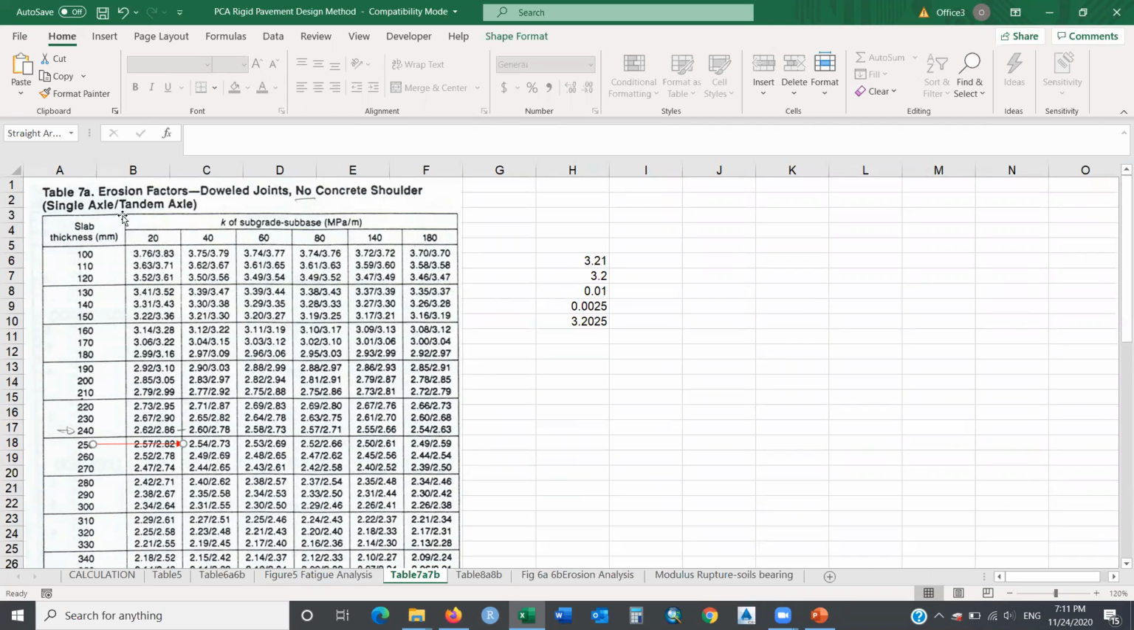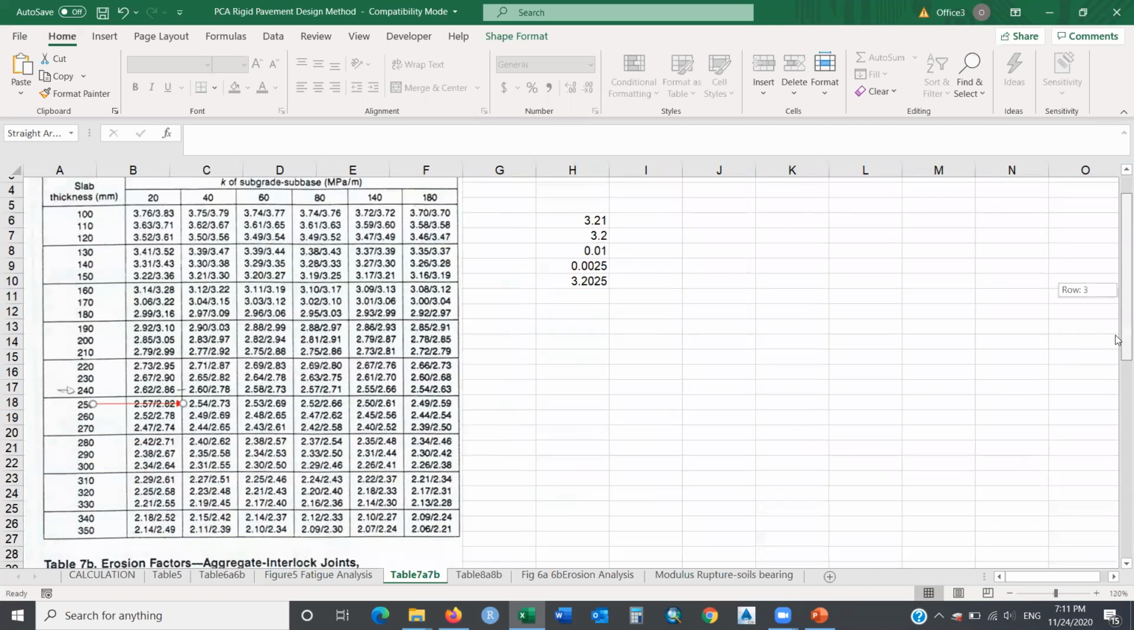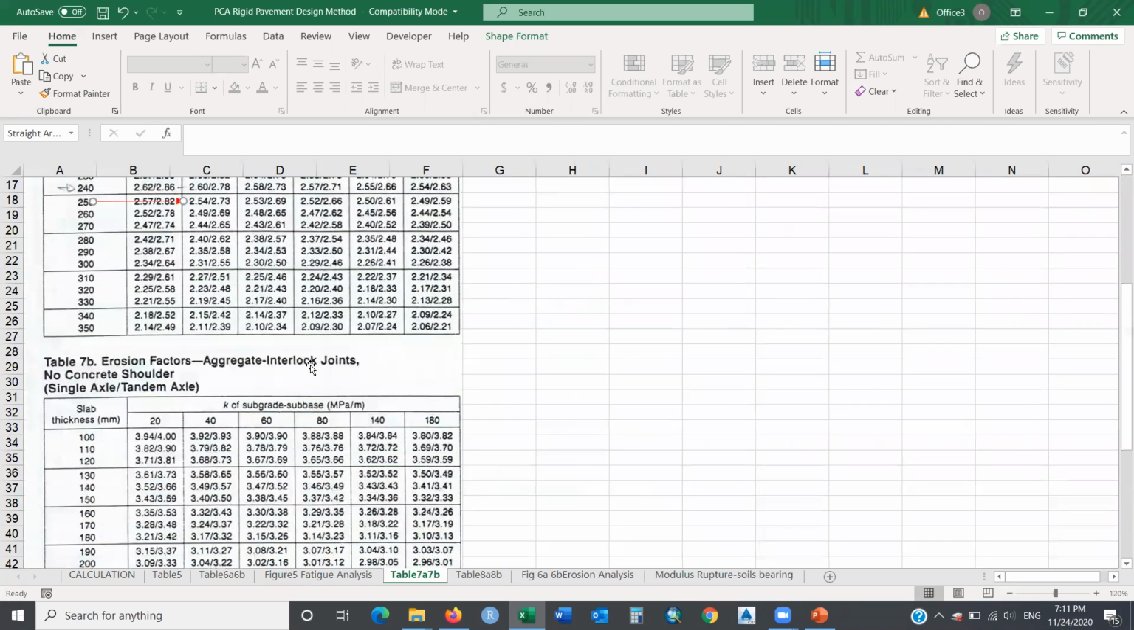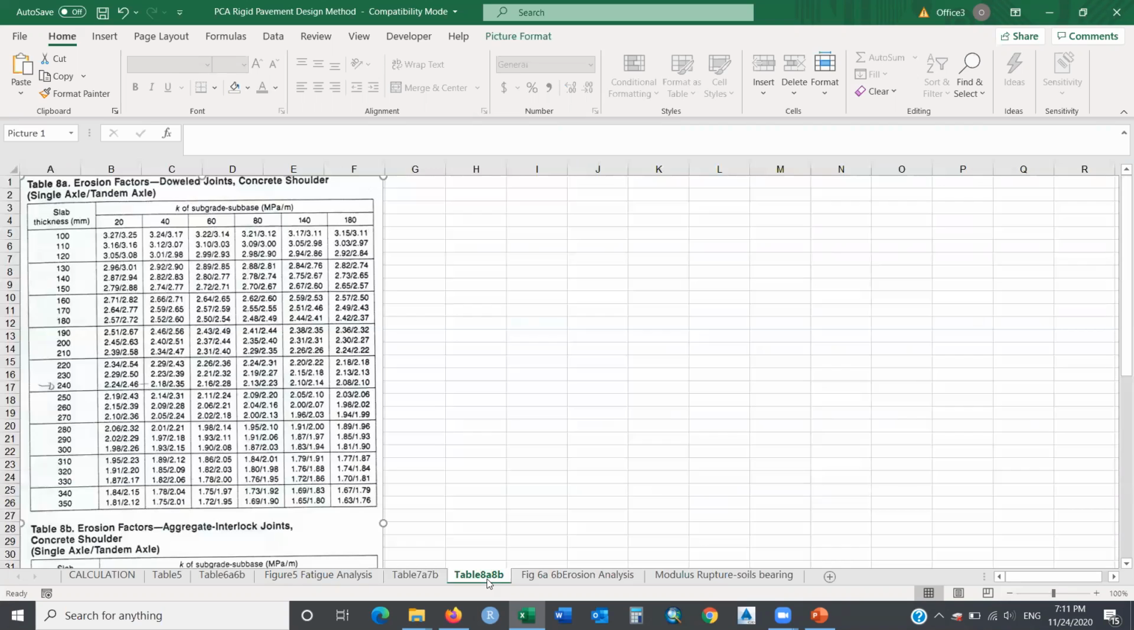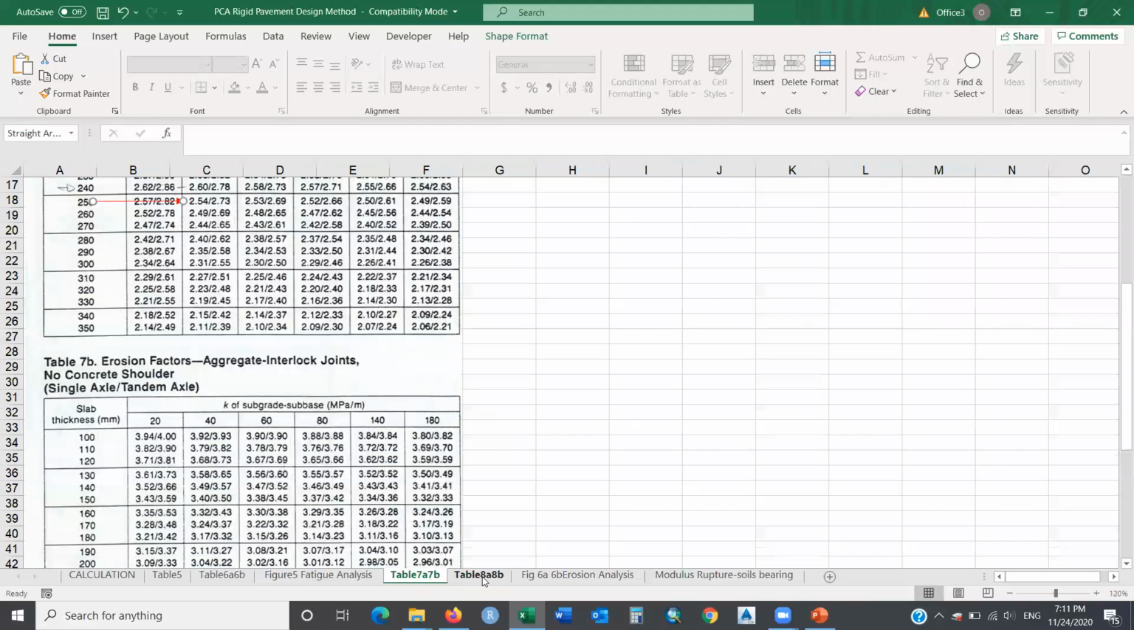Now, we have 7A, 7B. Dowels, yes. Concrete shoulder, no. Dowels, no. Concrete shoulder, no. Dowels, yes. Concrete shoulder, yes. Dowels, no. Concrete shoulder, yes. So those are the 4 circumstances you have. So you have 4 tables for erosion.